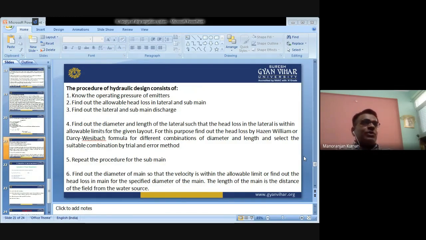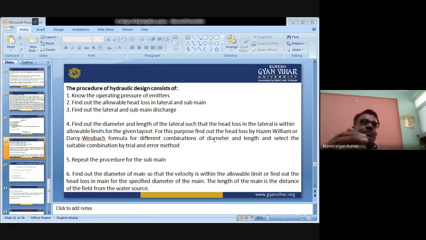So this is the procedure for hydraulic design. First, know the operating pressure of the emitter, and after that you have to find out the allowable head loss in the lateral and submain, and third, find out the lateral and submain discharge. Fourth, find out the diameter and length of the lateral such that the head loss in the lateral is within the allowable limit for the given layout. For this purpose, find out the head loss by Hazen-Williams or Darcy-Weisbach formula for different combinations of diameters and lengths, and select the suitable combination by trial and error method.